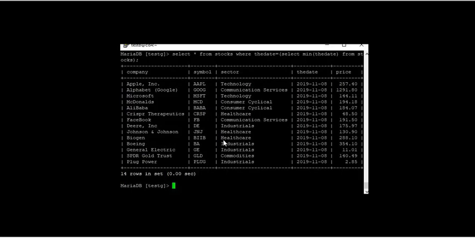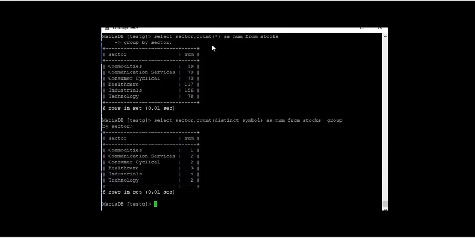Now, select star from stocks where the date equals, oh, this is interesting. Select min of the date from stocks. So what it's saying is, give me everything from stocks where the date field is equal to the minimum that's in there. We've never done that before. So this is apparently the first day I was tracking data, November 8th, 2019. Interesting.